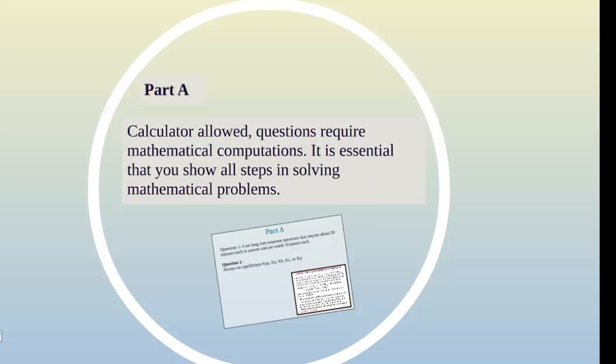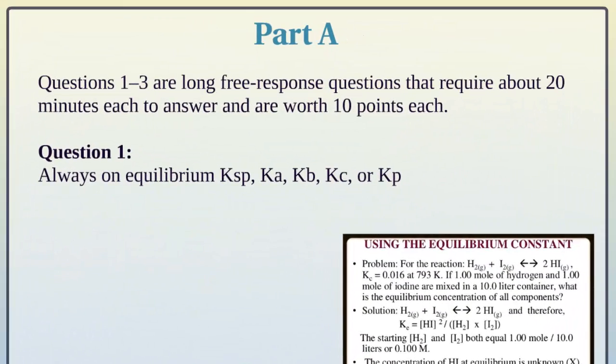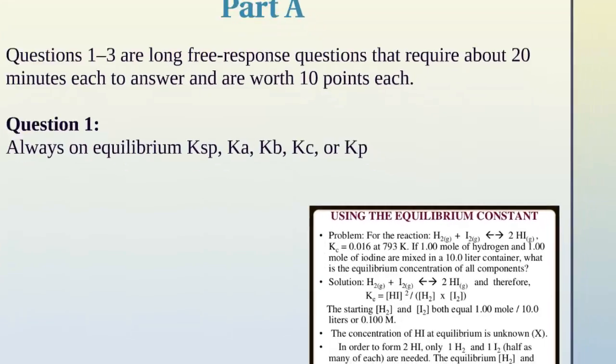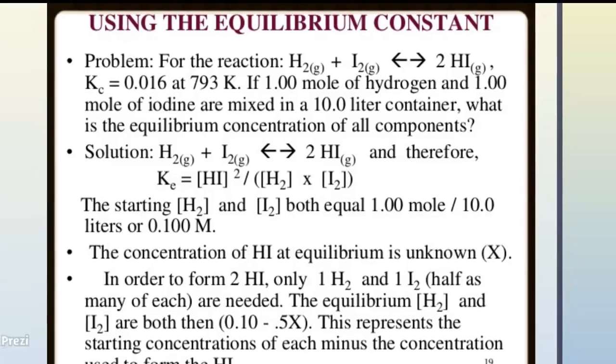The free response section consists of 2 parts, Part A and Part B. Part A, questions 1, 2, and 3, are long free response questions that require about 20 minutes each to answer and are worth 10 points each. Let's have a look at one of the most common questions, which is the first question. It's always on the equilibrium: how to calculate the following equilibrium constants: Ksp, Ka, Kb, Kc, or Kp.